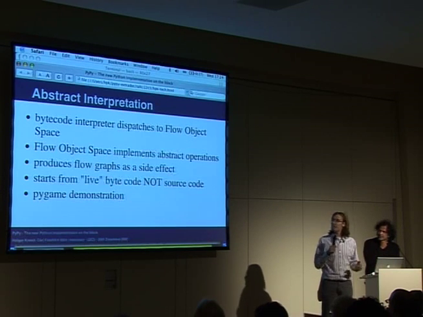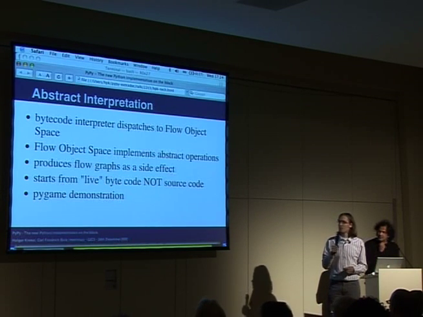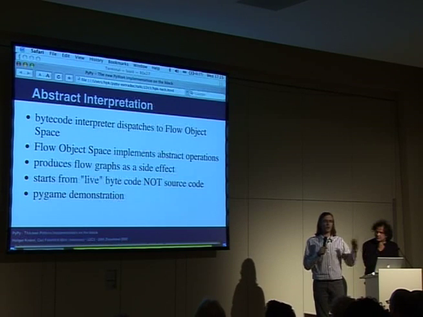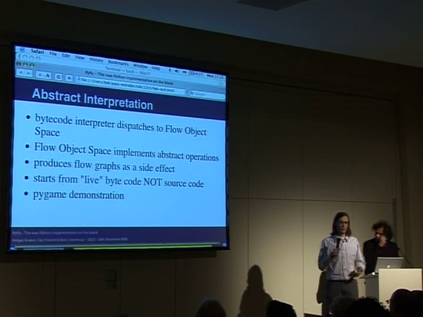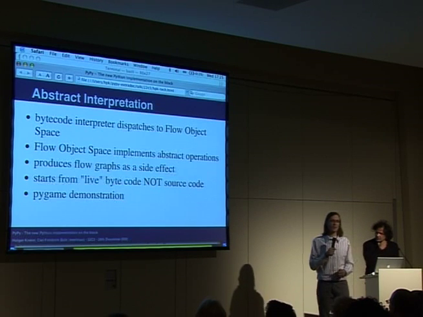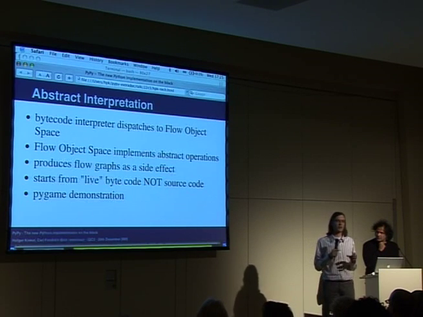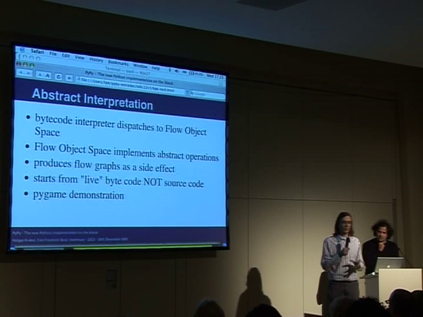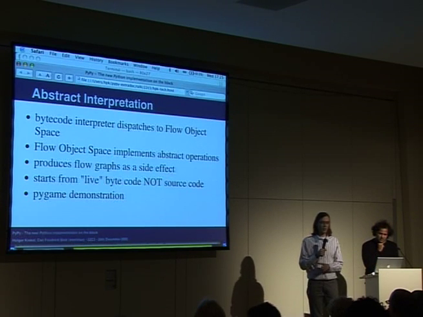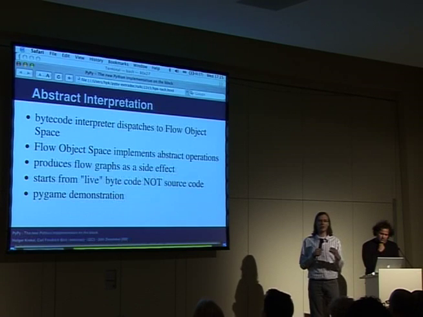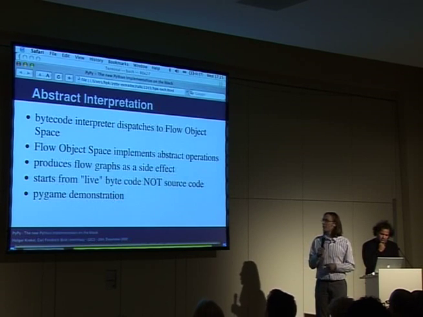And as a side effect of this interpreting with the flow object space, we get flow graphs, like regular flow graphs in a regular computer science sense. And the idea of how to do that is that the flow object space implements abstract operations. So it has abstract objects, which are variables, and they get added, for example, and the result is a new variable. But at the same time, an operation is recorded, and that is then put in the flow graph.